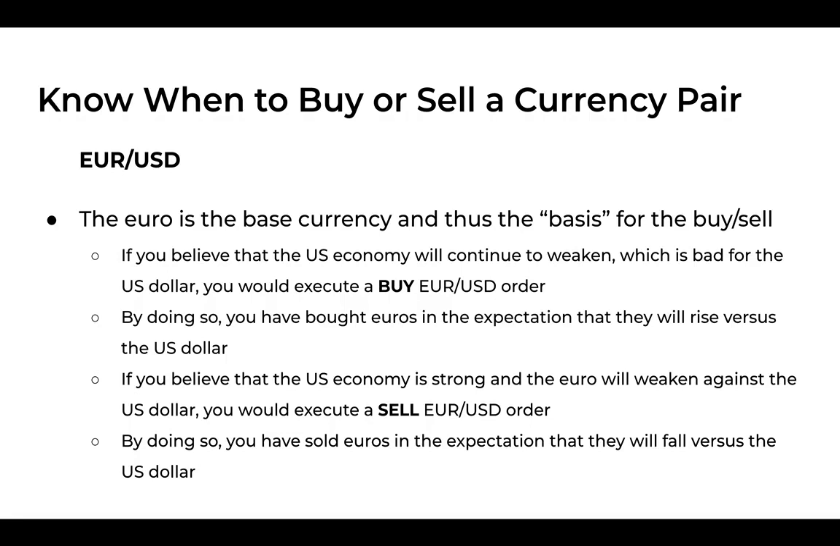If you believe that the US economy is strong and the euro will weaken against the US dollar, you would execute a sell Euro USD order. And by doing so, you have sold euros in the expectation that they will fall versus the US dollar. Okay, so just a very quick example, breaking it down step by step, why you would buy and how you would buy, and then why you would sell and how you would sell.